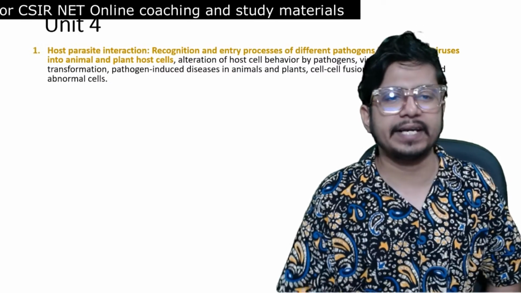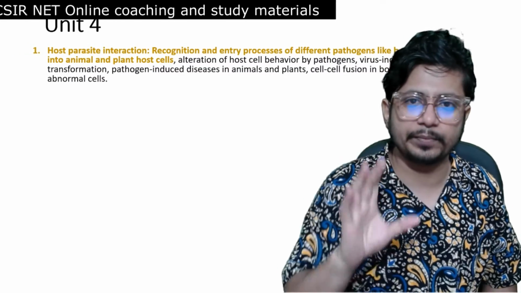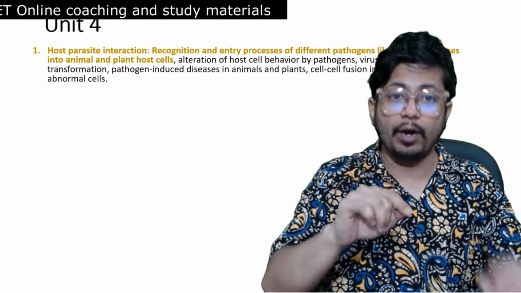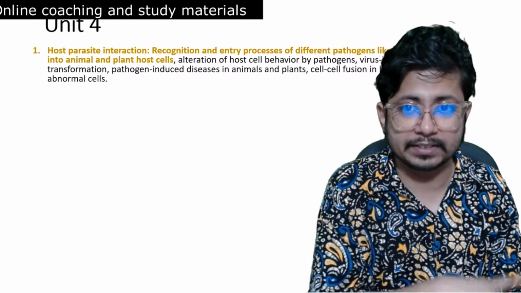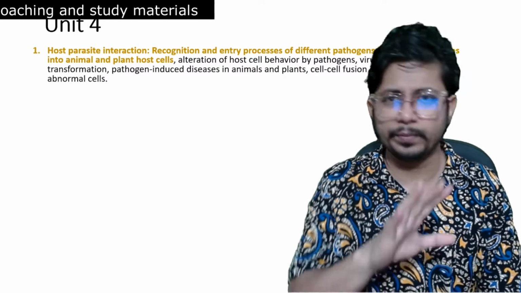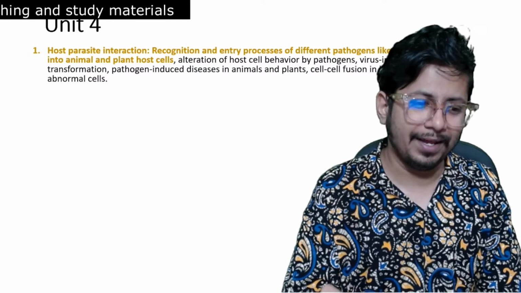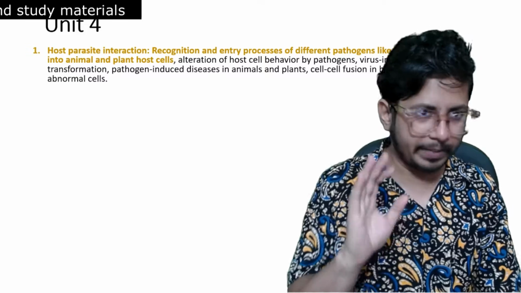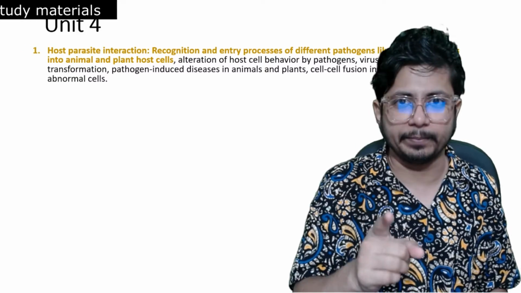We have host parasite interaction, starting with recognition and entry processes of pathogens like bacteria and virus into animal and plant host cells. Now although bacteria and virus are both listed, to be honest, they ask questions from bacterial pathogenesis, not viral pathogenesis. So you can stick to the bacterial pathogenesis part, moderately important.